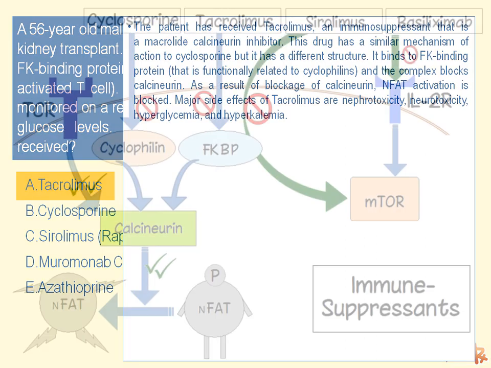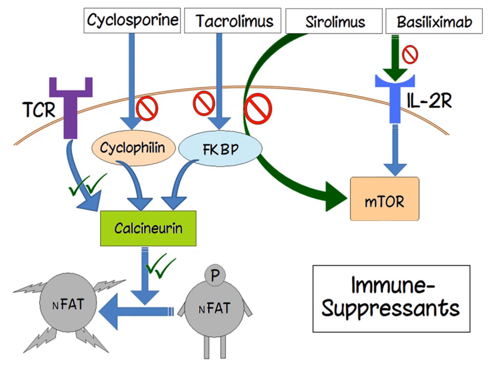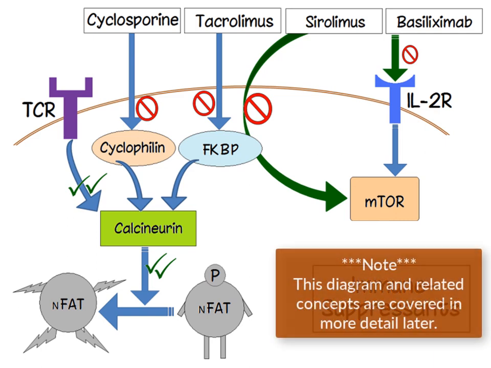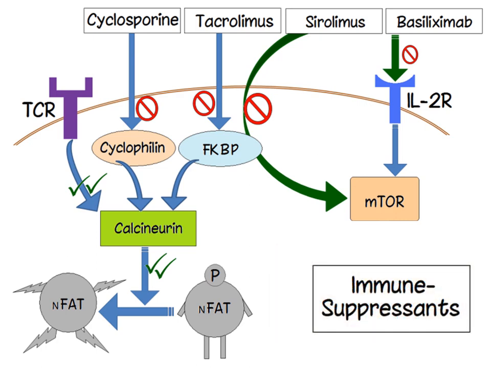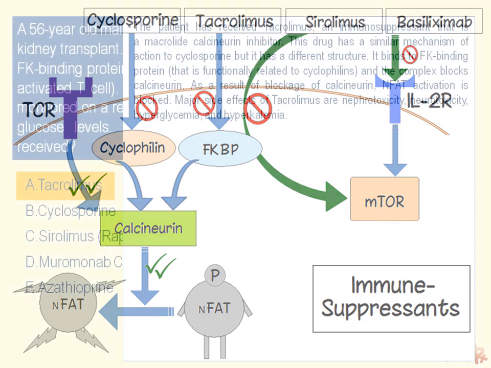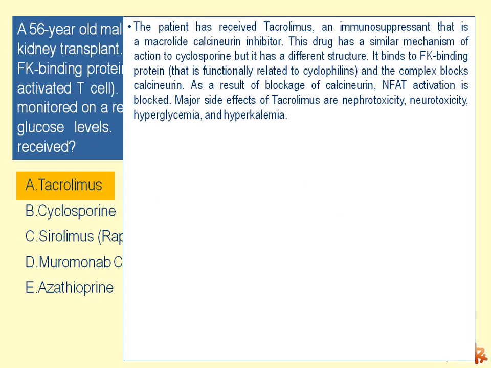Tacrolimus has a similar mechanism of action to cyclosporin, but it has a different structure. It binds to FK binding protein that is functionally related to cyclophilins, and the complex blocks calcineurin. As a result of blockage of calcineurin, NFAT activation is blocked. Major side effects of tacrolimus are nephrotoxicity, neurotoxicity, hyperglycemia, and hyperkalemia.